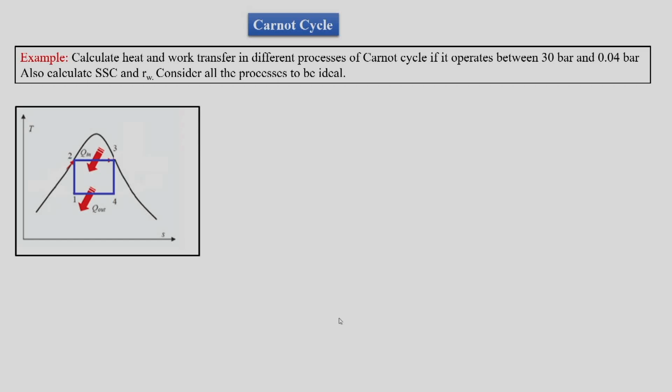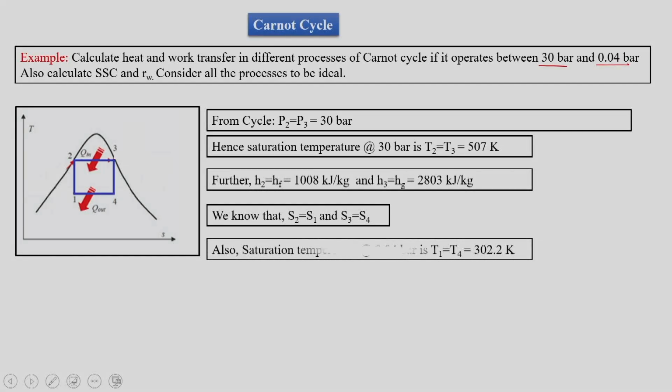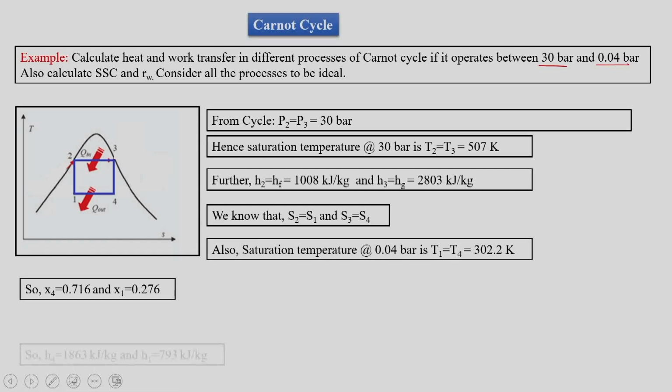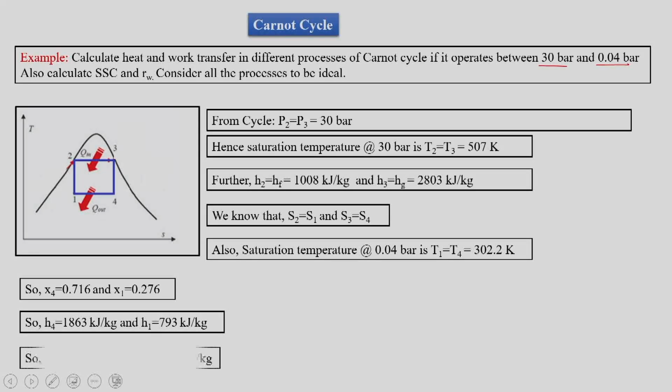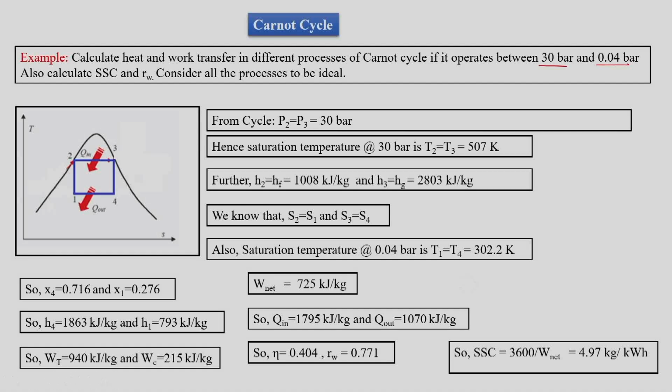We were given that the pressure of the boiler is 30 bar and the pressure of the condenser is 0.04 bar. So these are the given things for us. Based upon that, we calculated all the corner properties like entropy and enthalpy. Using that we found out turbine work, compressor work, efficiency, net work, work ratio and specific steam consumption. We just have to remember that all the things were based upon 30 bar and 0.04 bar.